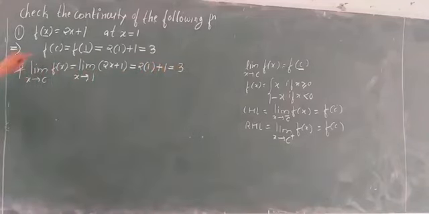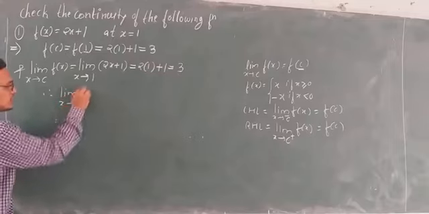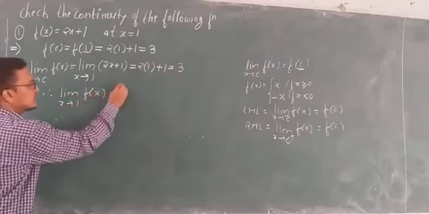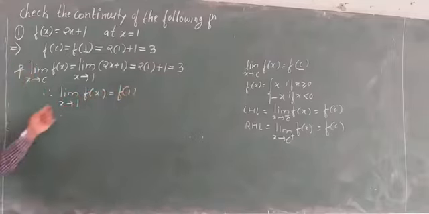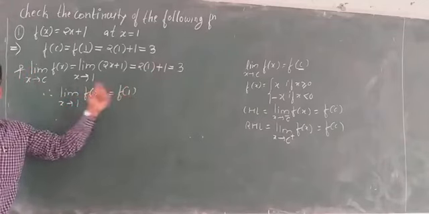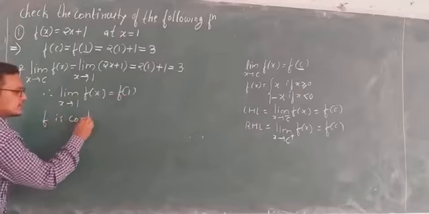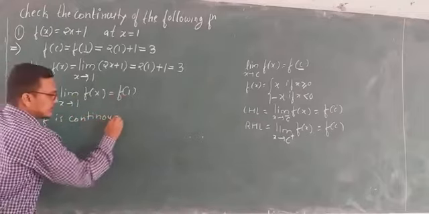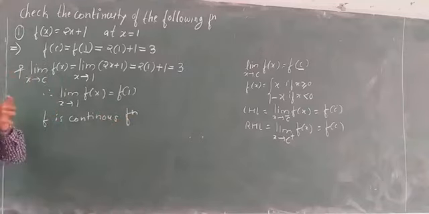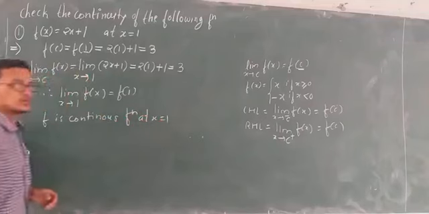So if you observe, the f of 1 value and the limit value are both the same. So therefore limit x tends to 1 f of x is equal to f of 1. So these both terms are equal. If they are equal, then what do you have to conclude? F is a continuous function at x is equal to 1.